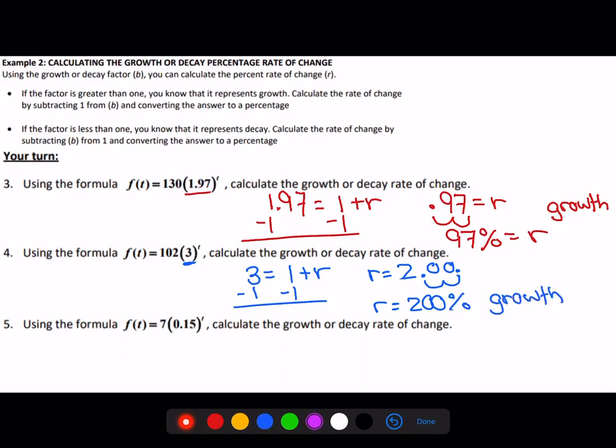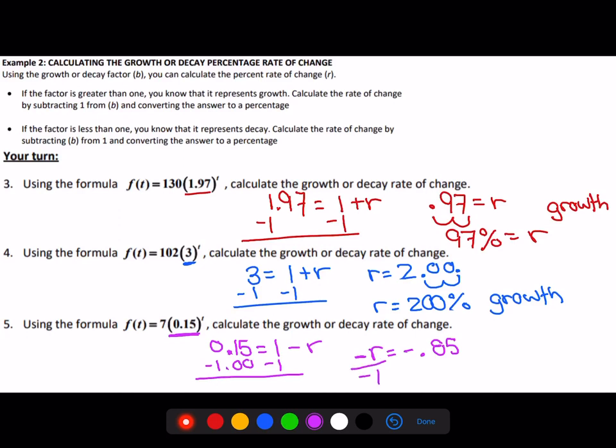Our final one, 0.15, is our b value. So this is decay. So we have 0.15 is equal to 1 minus r. Again, we're using minus because it's now decay. At this point, I subtract 1 from both sides, add in my zeros on the left side to make it a little bit easier. We get negative r is equal to negative 0.85. Now, I'm sorry, this should be a negative r there.